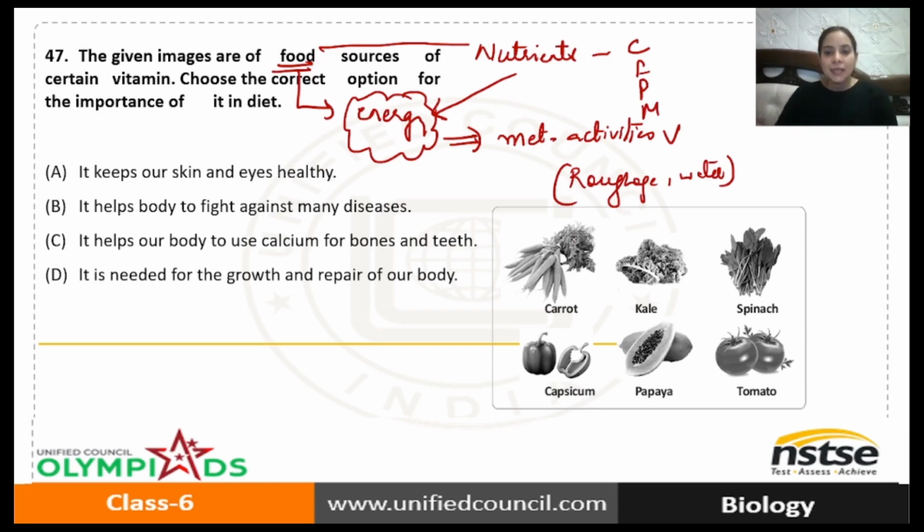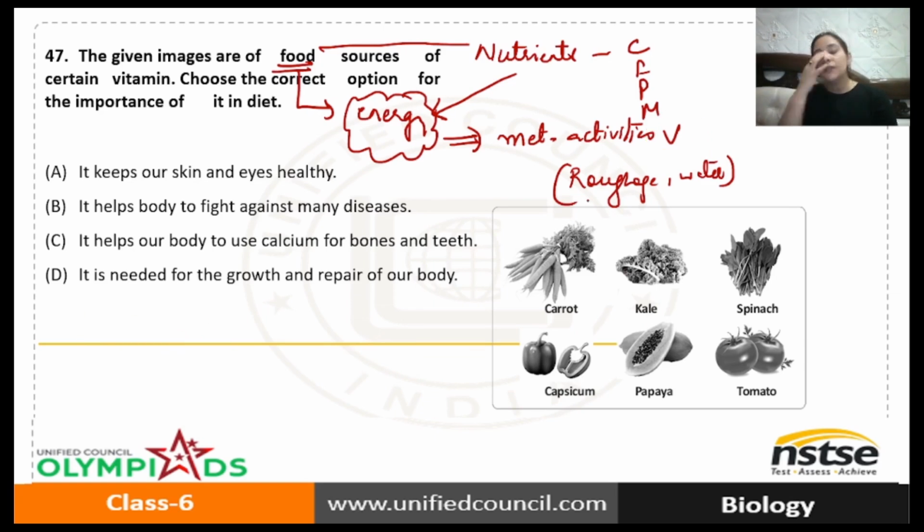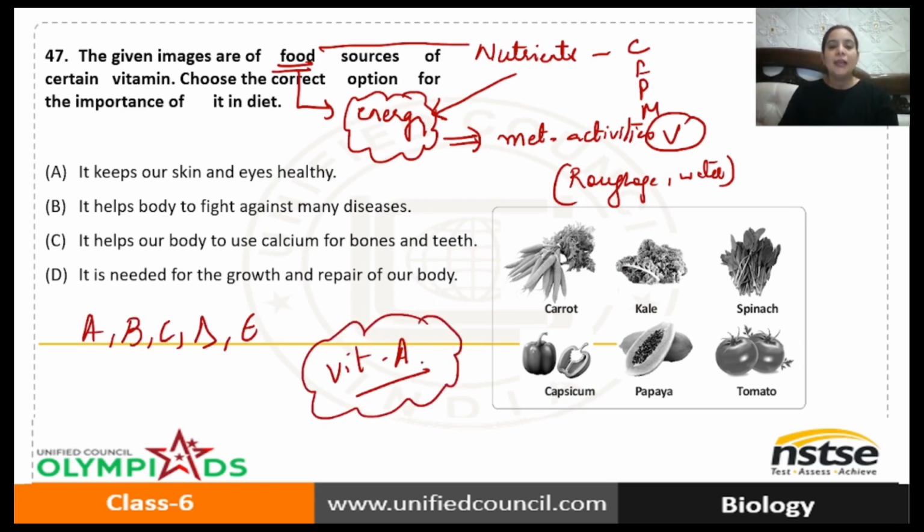So here, if I talk about the fruits and the vegetables given here, they are the source of vitamins, and all of them are the source of vitamin A. Though we have vitamin A, B, C, D and E also, all the vegetables and fruits shown here are the source of vitamin A, and we know that vitamin A is necessary to keep our skin and eyes healthy. So option A keeps our eyes and skin healthy.